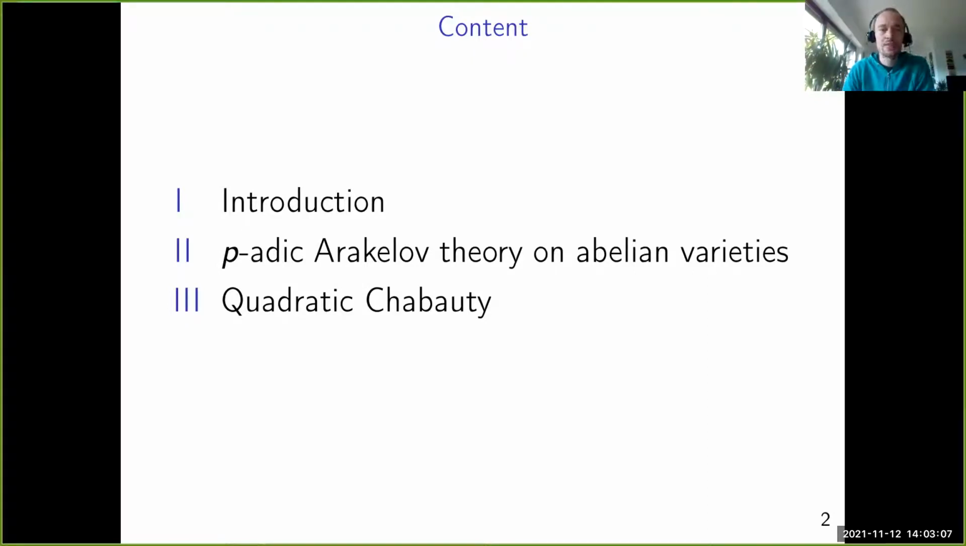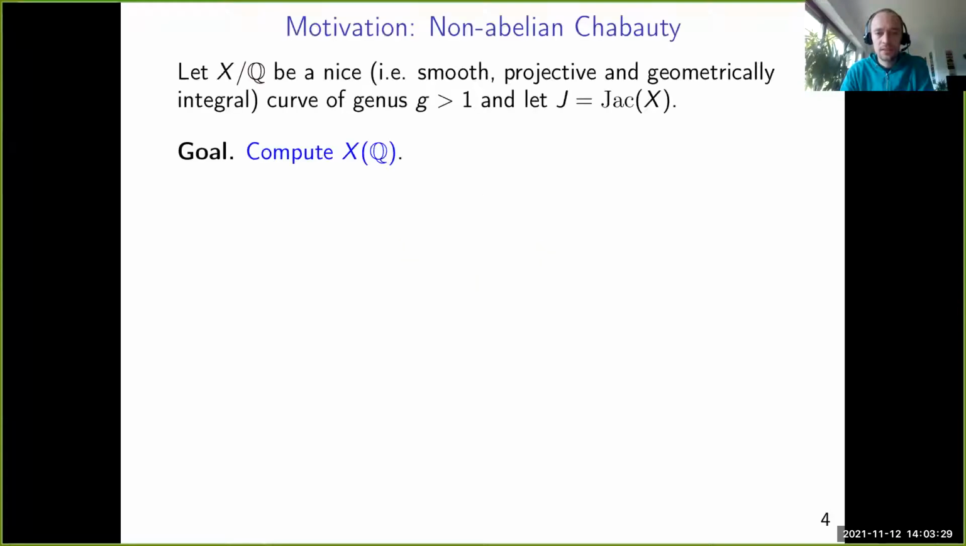Okay, and this is a theory going back to Amnon Besser about 15 or 16 years ago, or maybe even earlier than that, but we will focus on the case of abelian varieties, which is sort of new. And then I'll show how to reconstruct Quadratic Chabauty in what we think is a much simpler way. Right. So let's start. Our motivation was to give a new construction of the Quadratic Chabauty method.